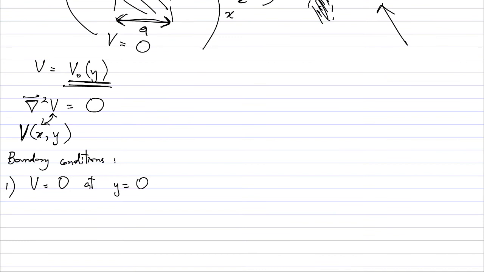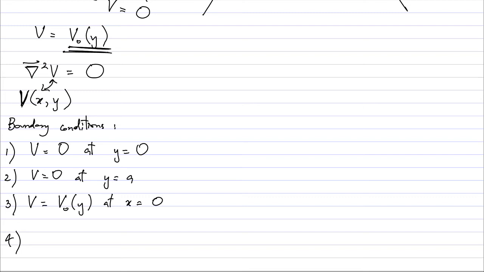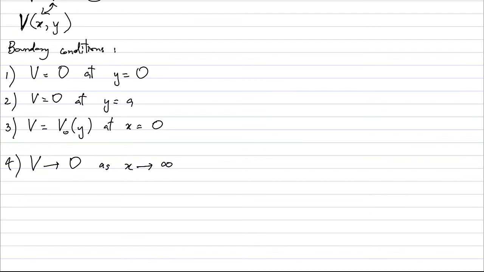That's the right way. V is equal to V naught y at x is equal to 0. That's the back plate. And physically, I know that for the front plate, which is actually at infinity, the potential has to drop to 0. Okay. So these are my boundary conditions. Now I just have to solve Laplace equation subject to these boundary conditions.